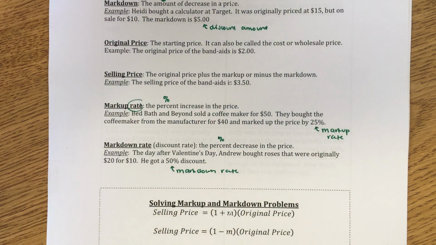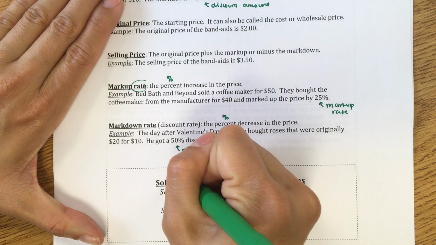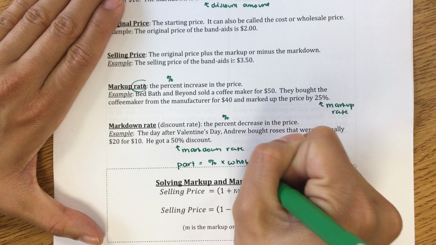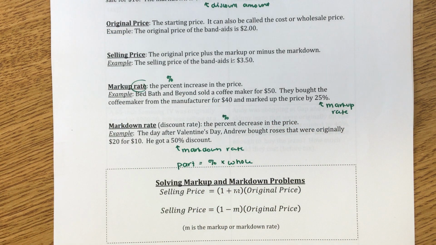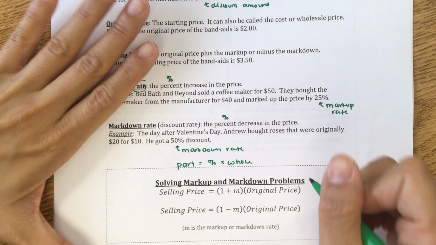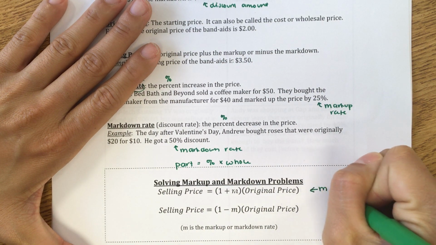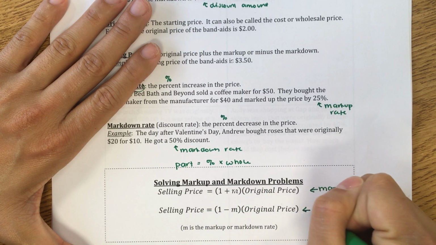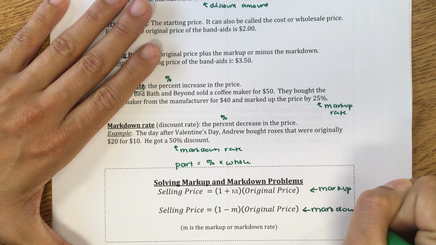With all of these problems, we still want to use our base of part equals percent times whole. But remember, because there are so many different percent situations, we have to rephrase some of these parts of part equals percent times whole to the appropriate situation. So when we are solving markup and markdown problems, we have the selling price, which is normally our part, is going to equal, so this one is a markup. For all markup situations, you're going to use this, and for all markdown situations, you will be using this.